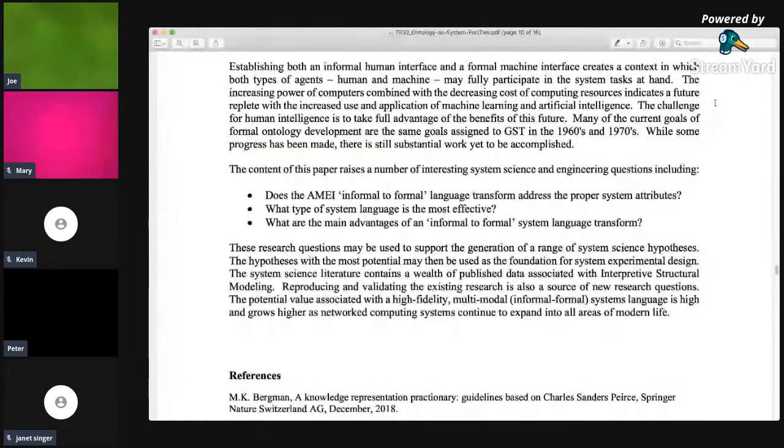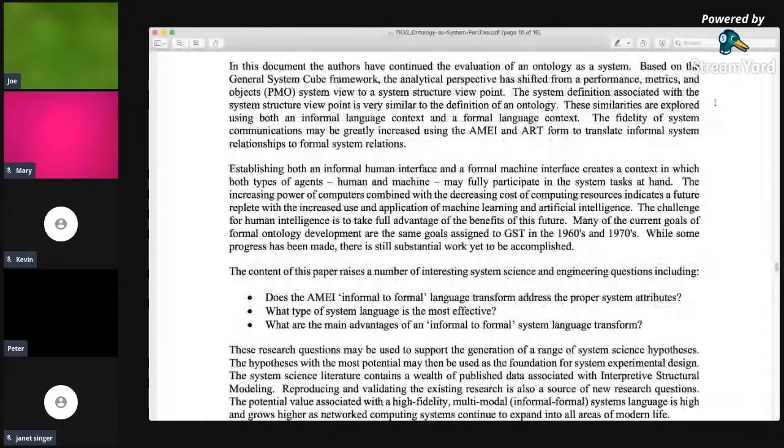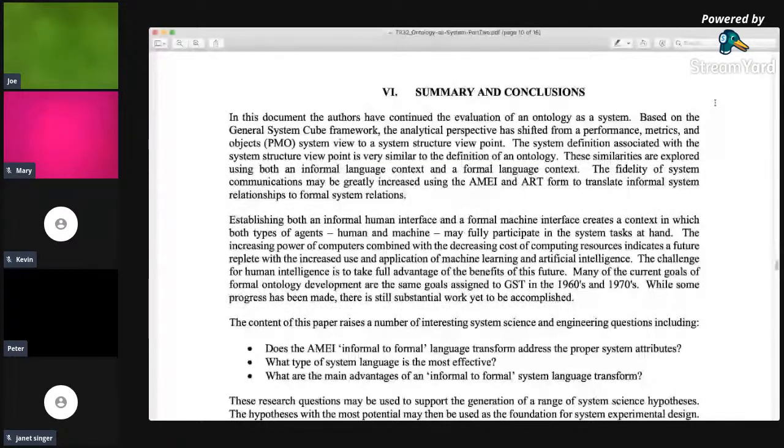So out of this, the summary and conclusions in this particular work: basically we demonstrated an application in the General Systems Cube, a little framework we can use to talk about structured viewpoints as different systems. We used PMO last time. We used the structure component this time. And the fidelity of system communications can be greatly increased using the AMEI and the ART form.